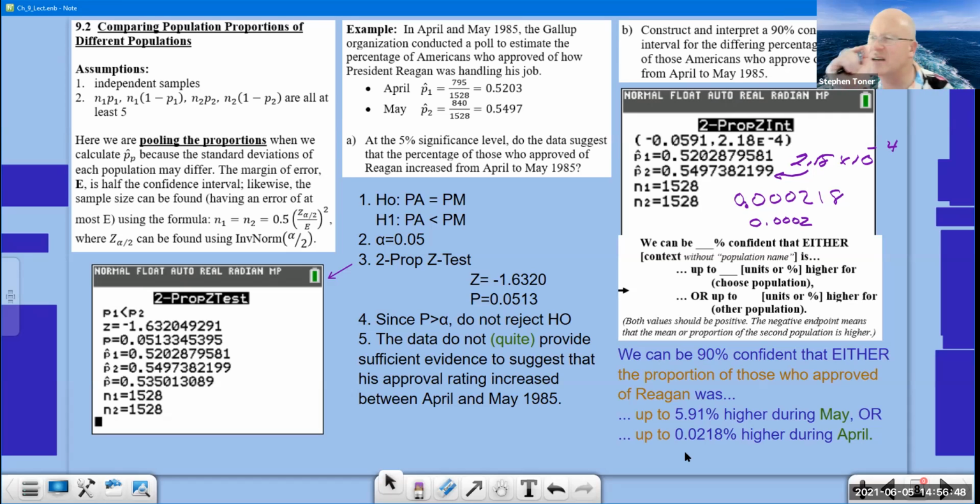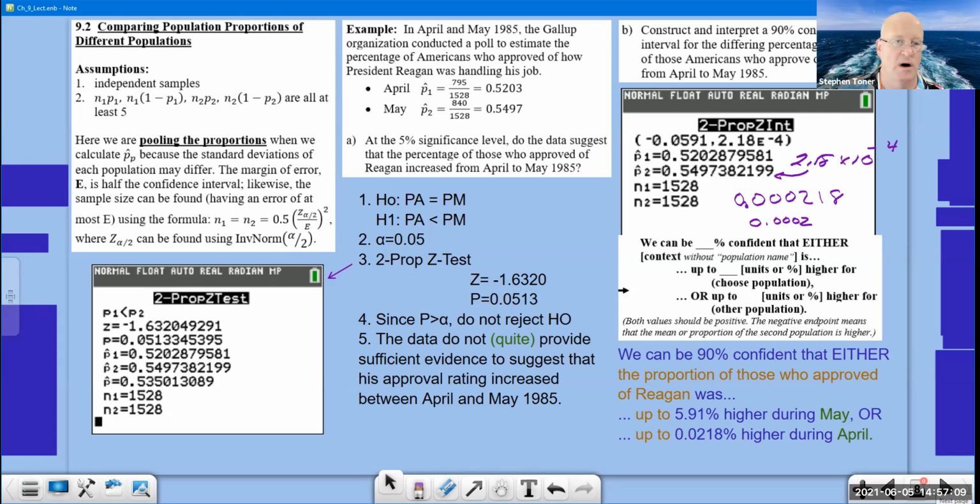And we knew it was just a borderline chance that it actually went down, which means there's 0.0218% chance that it was higher back in, or that percentage higher back in April. Not percentage chance, but percent popularity rate.